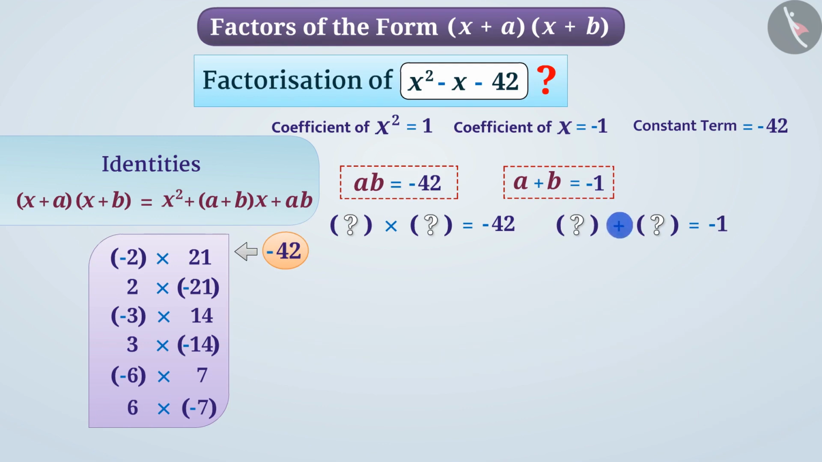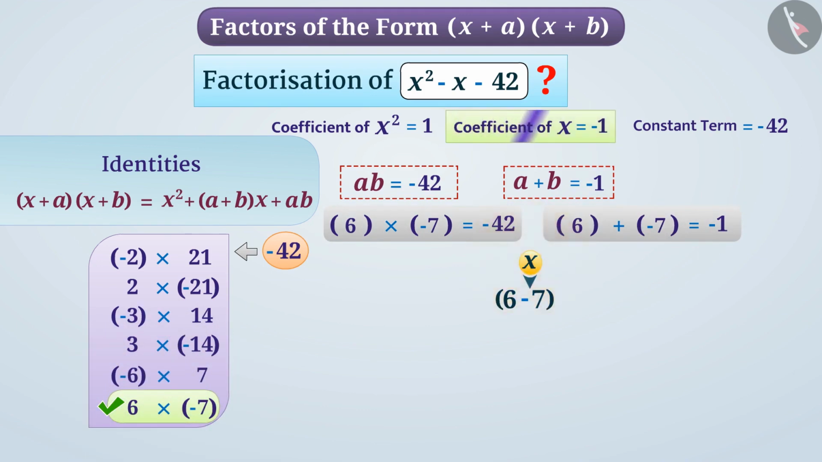Correct. The sum of 6 and minus 7 is minus 1, and so we will choose 6 and minus 7. Now we can write 6 minus 7 at the place of the coefficient of x, that is minus 1, in x square minus x minus 42.